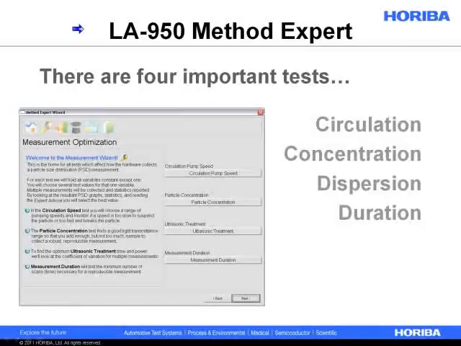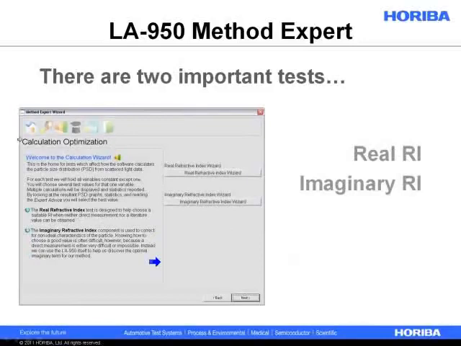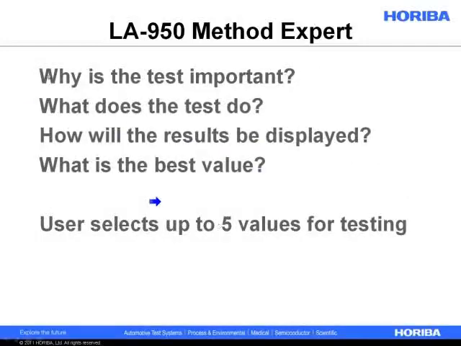There are a few different sections to the Method Expert. There's an area we call measurement optimization that takes you through how you set up the hardware: circulation pumping, concentration, ultrasonic, and how long the measurement runs for. And then there's a calculation optimization section that will help you pick the correct refractive index components. The entire goal is to communicate to the user why these tests are important, why these choices matter, and what happens during the test. It tells you how the results are going to be displayed, and then how to choose the correct value.